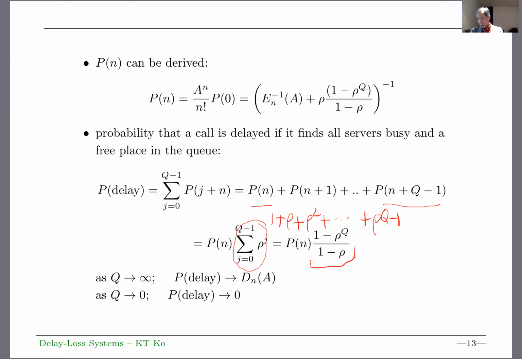Interestingly, if Q is very large, this term disappears, so that is basically 1 over 1 minus rho. On the other hand, if Q is 0, that means there are no jobs waiting in the buffer. Therefore, every job either gets service or is dropped or lost, so there is no delay.